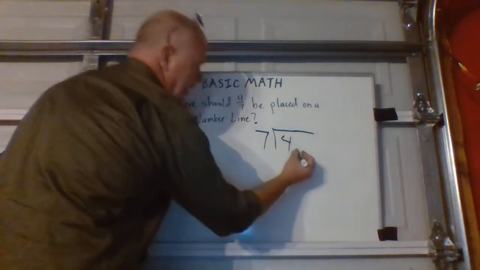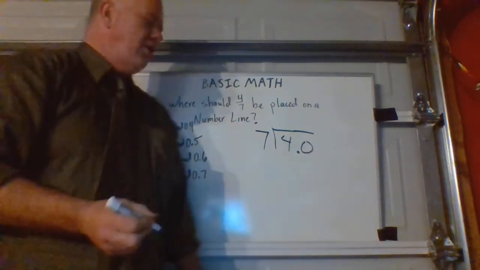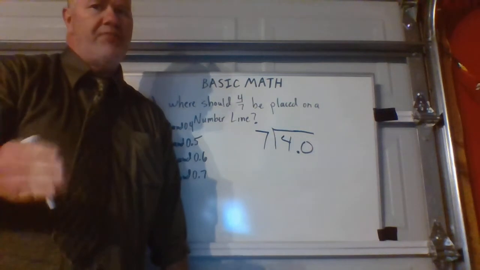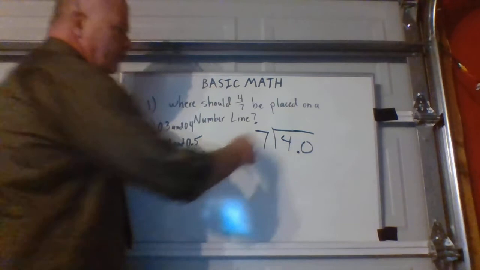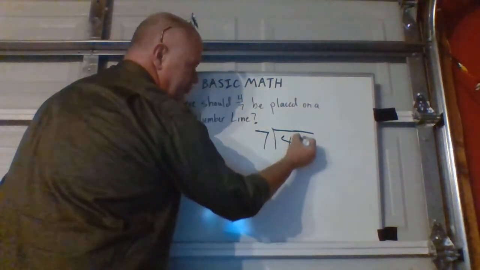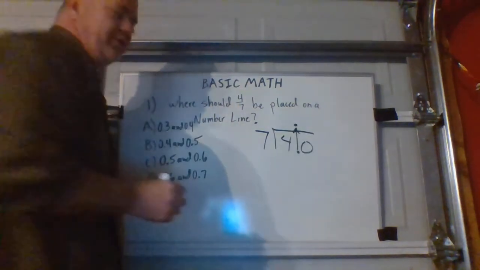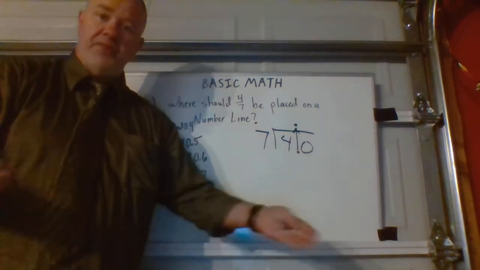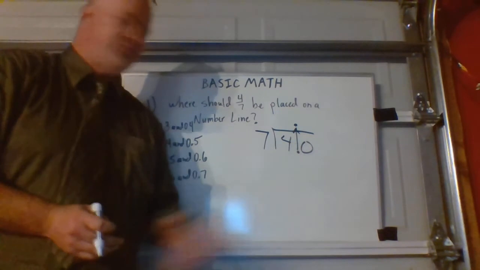We're going to add a 0.0 onto that 4. In doing that, we do not change the value of the number whatsoever. Next thing we're going to do is, when we're dividing by decimals, we want to make sure that we take this decimal and shoot it up into the answer area right away. That's our next step. Now we're going to treat this as the number 40. We need to figure out 7 into 40.